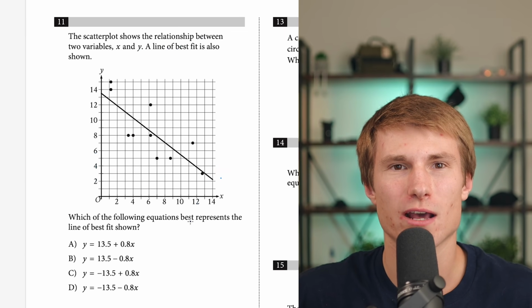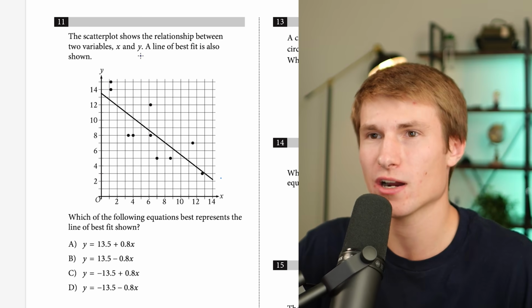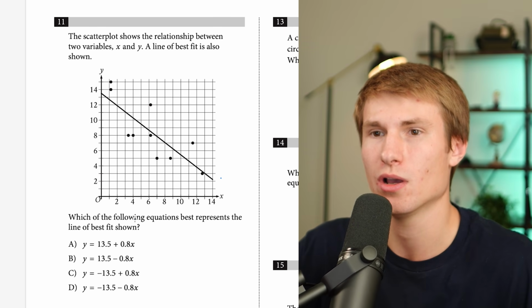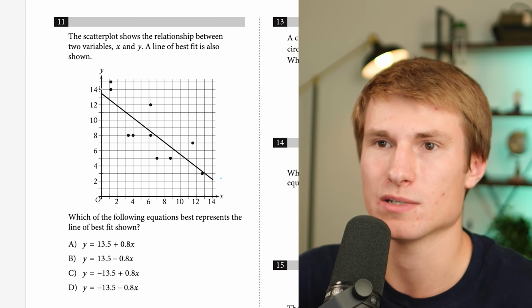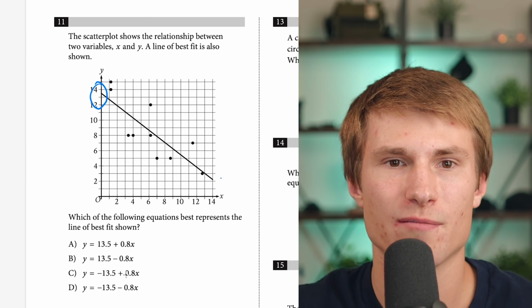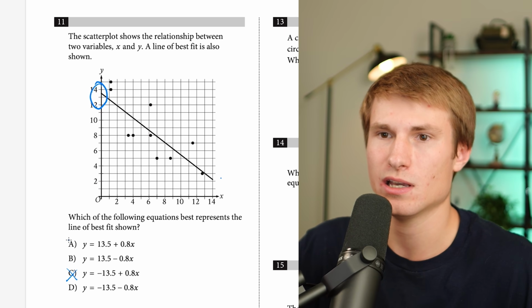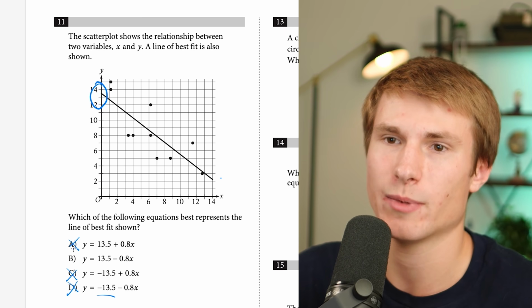Here's how to answer scatter plot questions on the SAT math section. Question 11 states a scatter plot shows the relationship between two variables, x and y. A line of best fit is also shown. Which of the following equations best represents the line of best fit shown? So immediately what I'm going to look for is my y-intercept, which I see is right around 13.5. Then I'm also going to look at my slope, which I see is negative. So I see that I have positive slopes in answer choice C and answer choice A, so I can get rid of them. I see I have the wrong y-intercept in answer choice D, so my answer there has to be answer choice B.